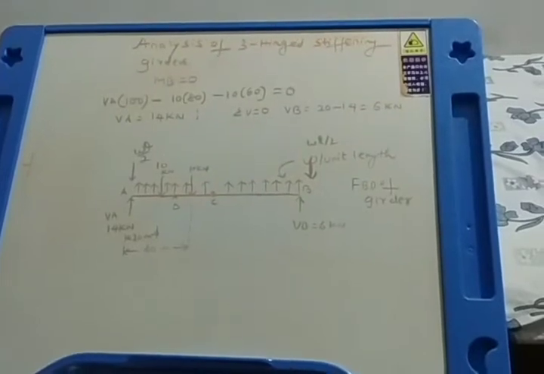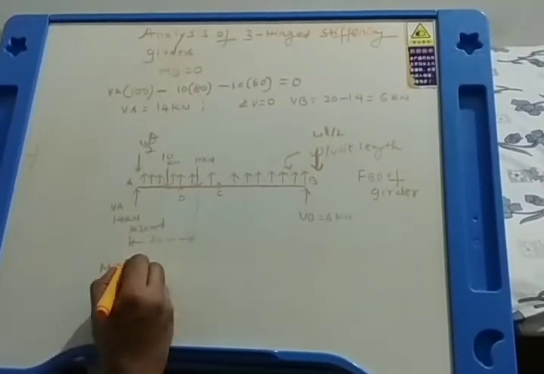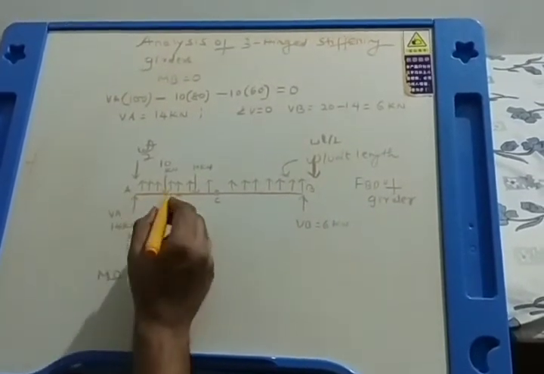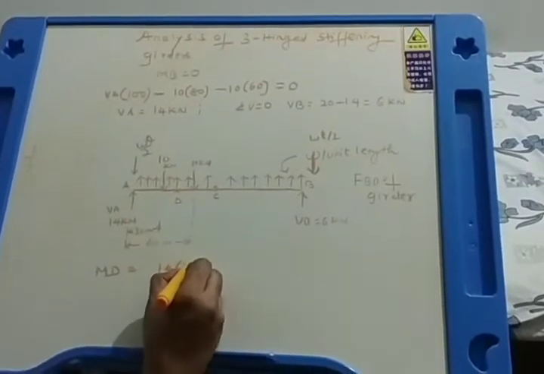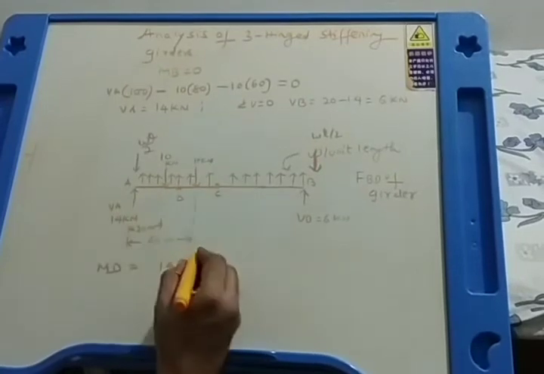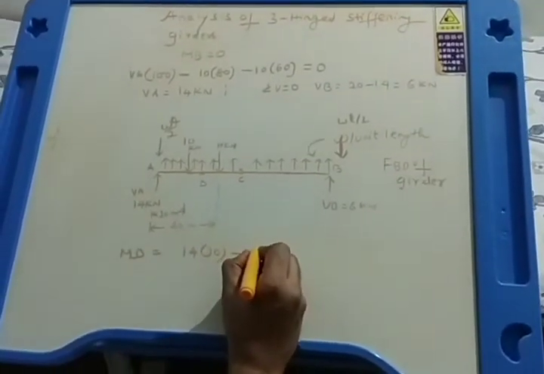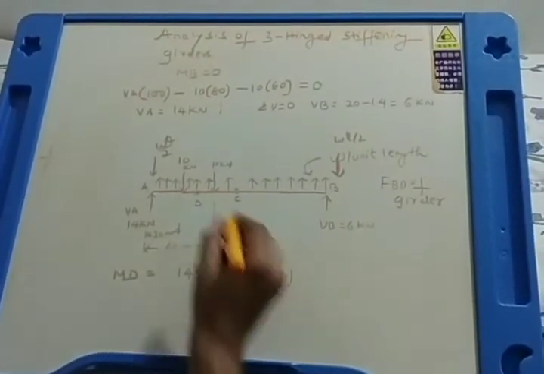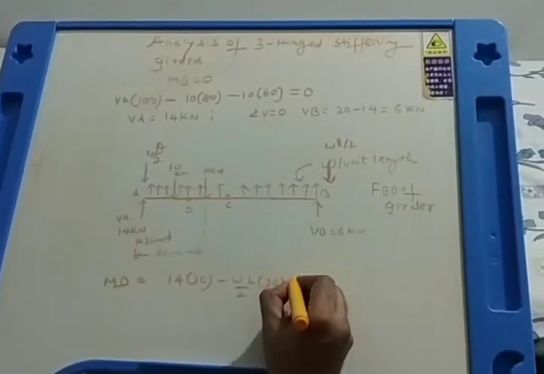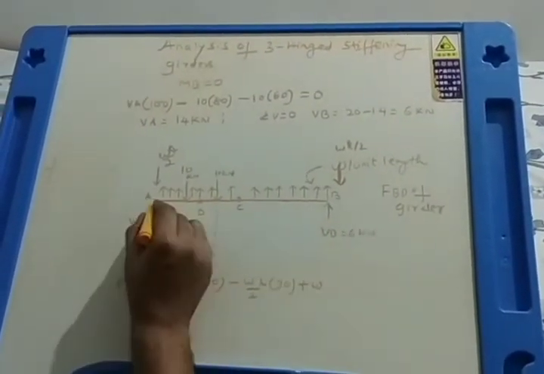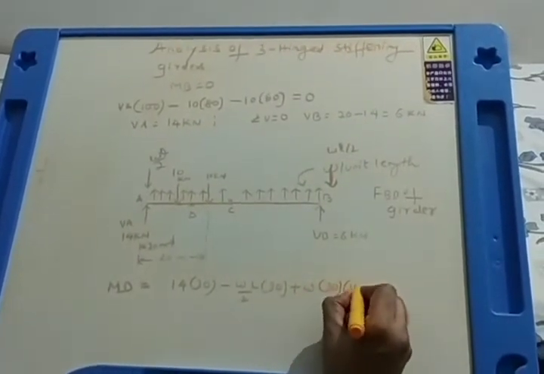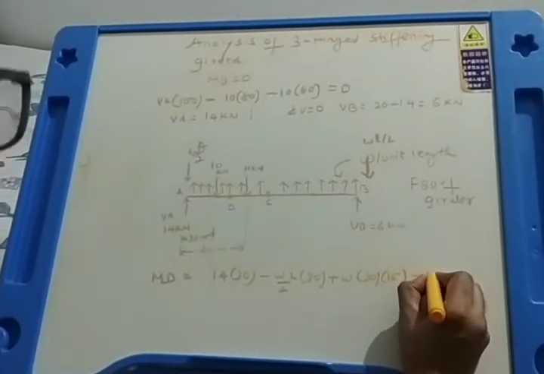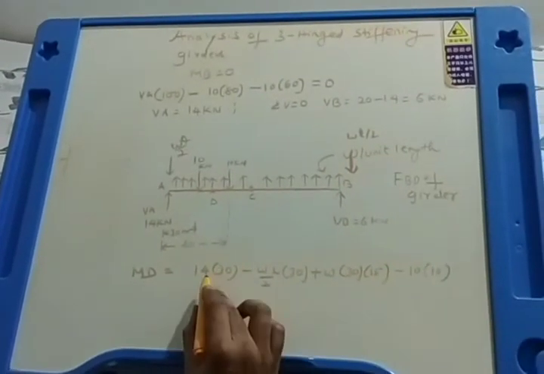And you know what is bending moment at D? Bending moment at D is the algebraic sum of all the moments on the left. That is, first is 14 into 30. 14 is the vertical reaction here, into 30 clockwise, minus WL by 2 into 30, that is anti-clockwise. Then moment due to UDL plus W into 30 into 15 clockwise. Then moment due to 10, minus 10 into 10. So 4 components, 1, 2, 3, 4.